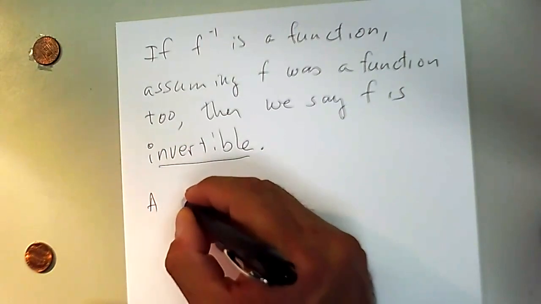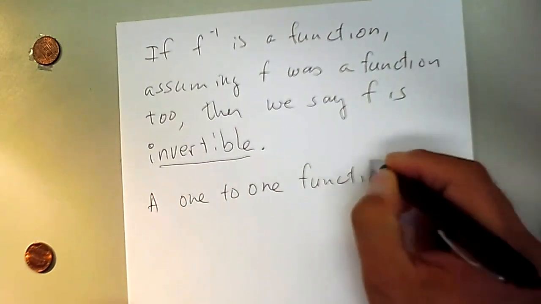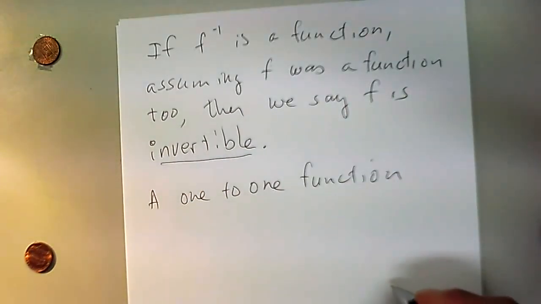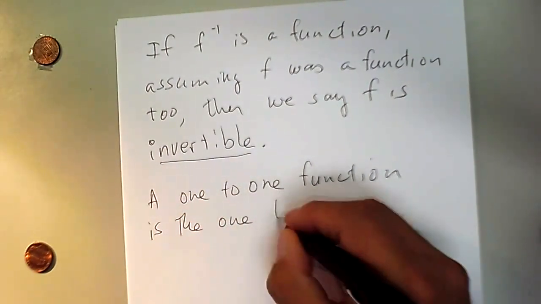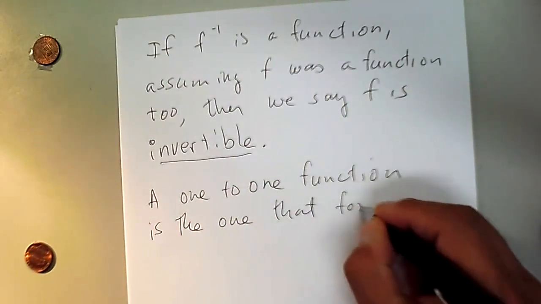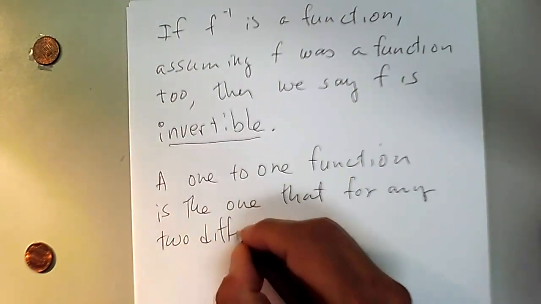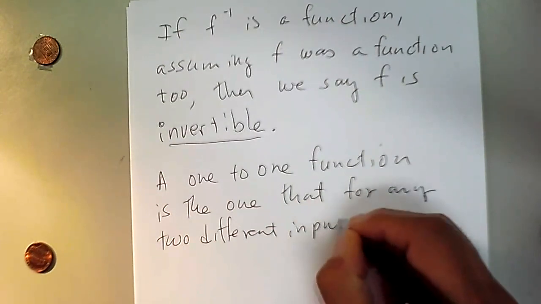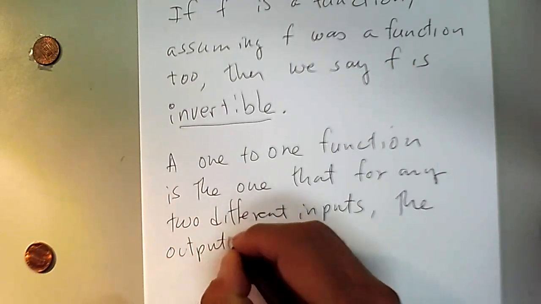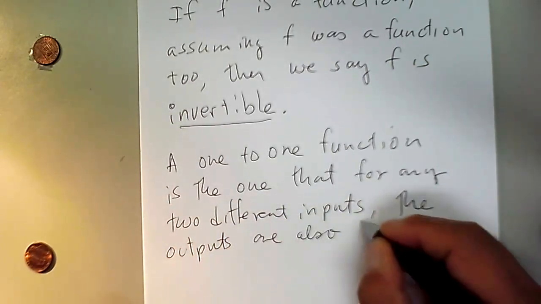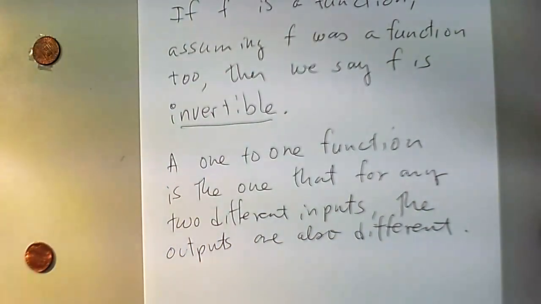So a one-to-one function is the one that for any two different inputs, the outputs are also different. So that's one way to put it. There's a couple different ways to put it, but that's one way to put it.